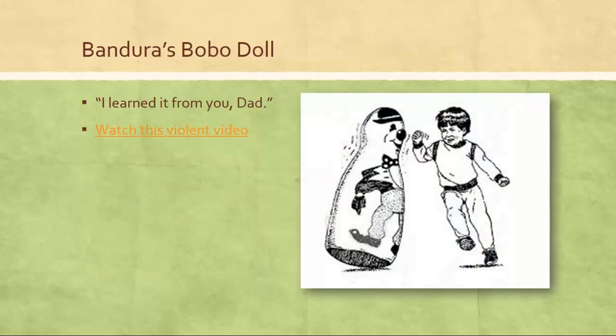observe a model, probably a grown man, punching a Bobo doll. When the man leaves, children were allowed to play with the Bobo doll. Guess what they did?